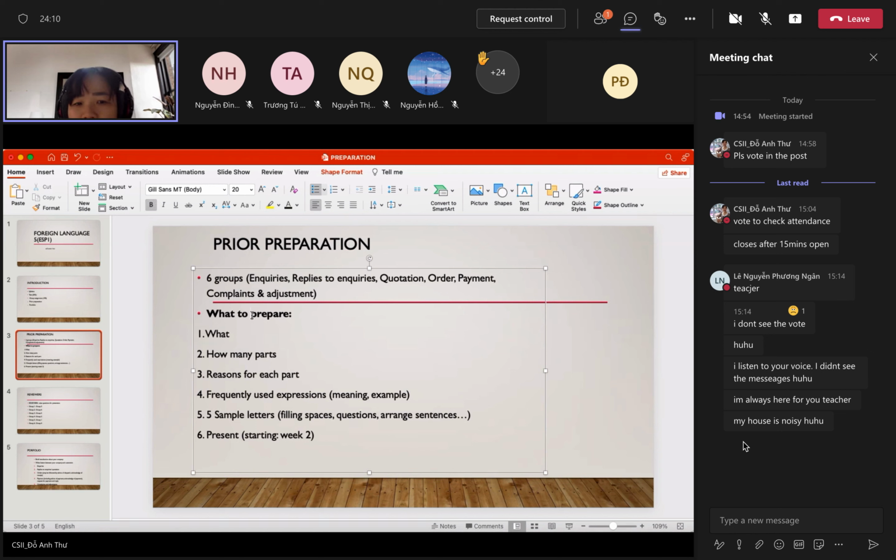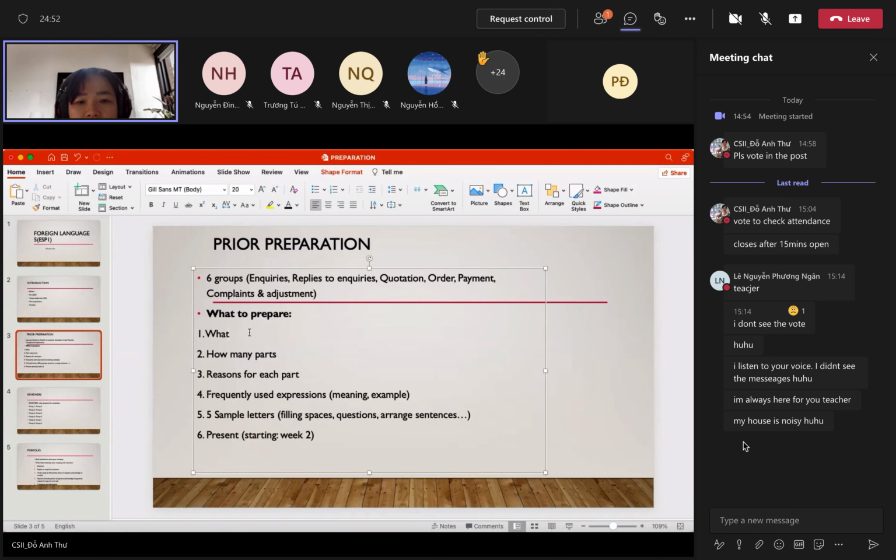Now, the second thing: what to prepare. You need to prepare these things. First, what kind of letter you are presenting. What is it? What is it for? What type? You might look for further information. For example, the first group will talk about inquiries and what they are. It is a letter to request further information, to communicate between a customer and the company, or between the company and suppliers.